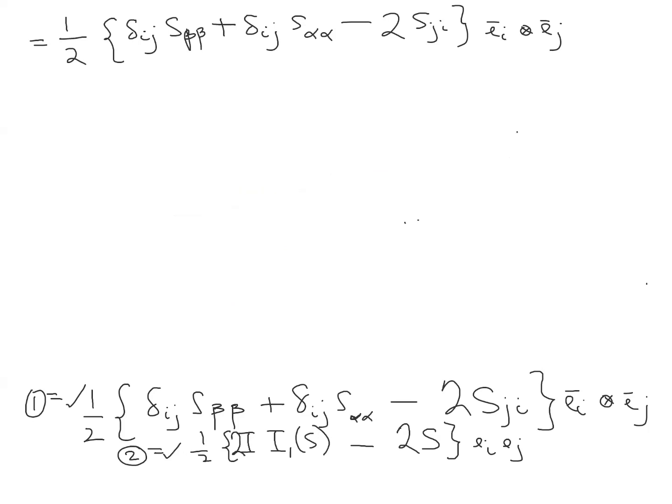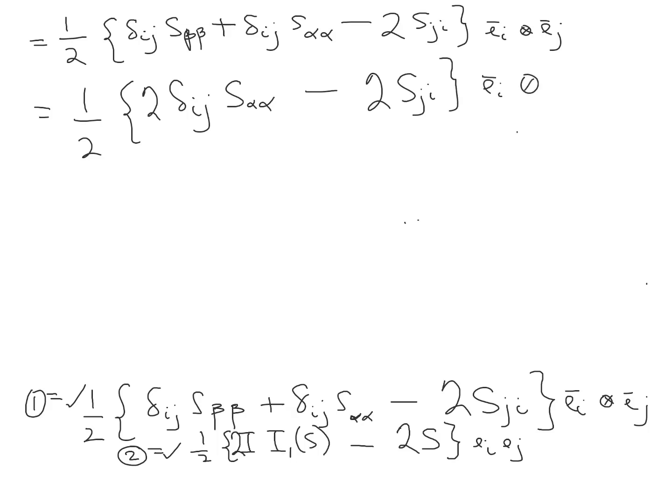you will see that this is the same as writing half of, the reason why we have to use beta beta and alpha alpha is that we cannot repeat the same index 4 times. But S_αα and S_ββ is the same thing, it is dummy. But I could not write Kronecker delta_ij S_αα plus Kronecker delta_ij S_αα. I would have broken the index notation rule. So this is the same as saying 2 Kronecker delta_ij S_αα or S_ββ, anyone, minus 2 S_ji e_i e_j.